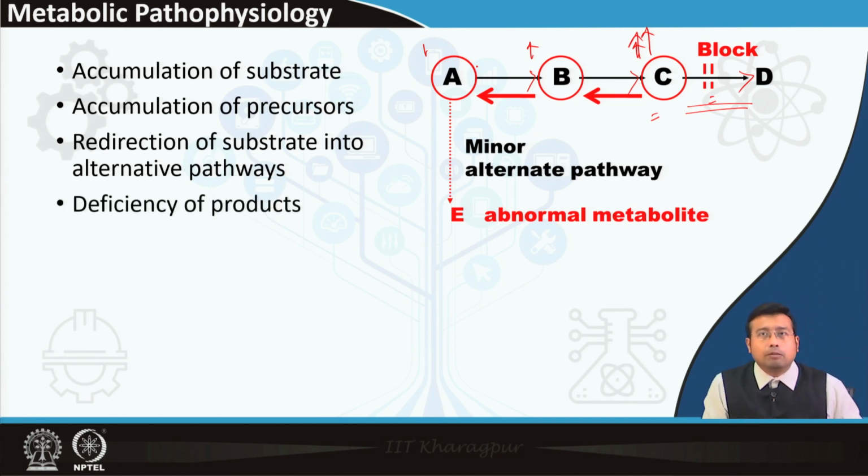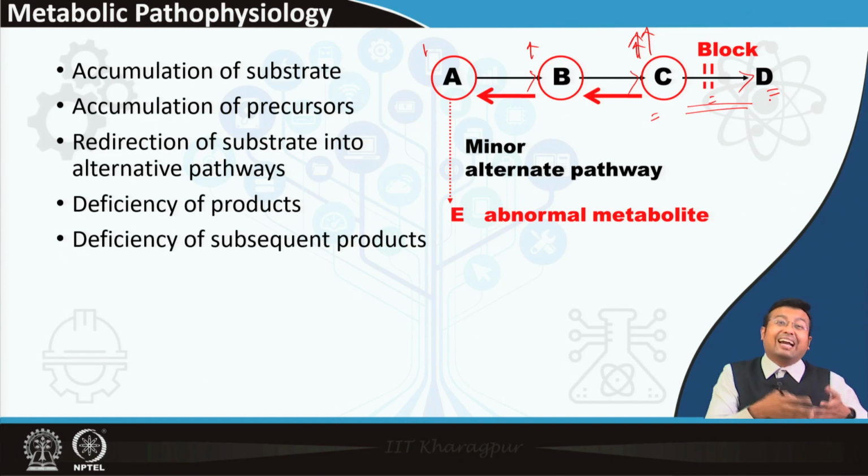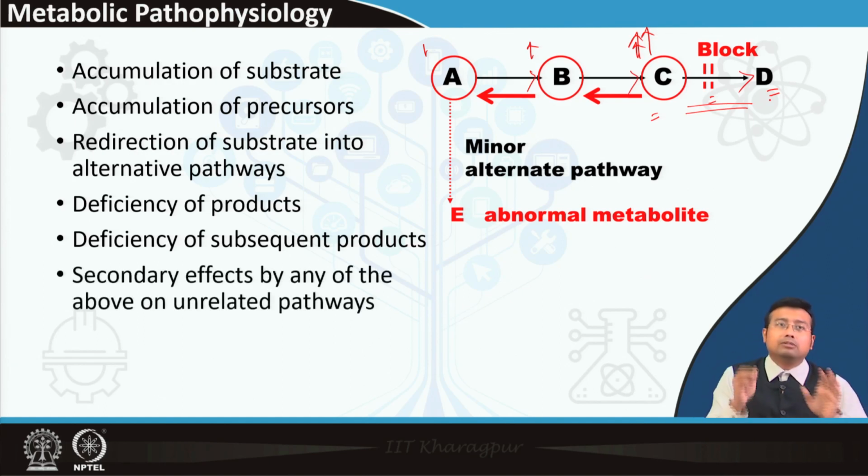Next, deficiency of the product. Definitely D will be deficient, and that will lead to symptoms of deficiency of D, if D is a metabolic product. For example, again in case of phenylketonuria, tyrosine will be deficient, products from tyrosine will be deficient, melanin, thyroid hormone, catecholamine, that will lead to multiple symptoms.